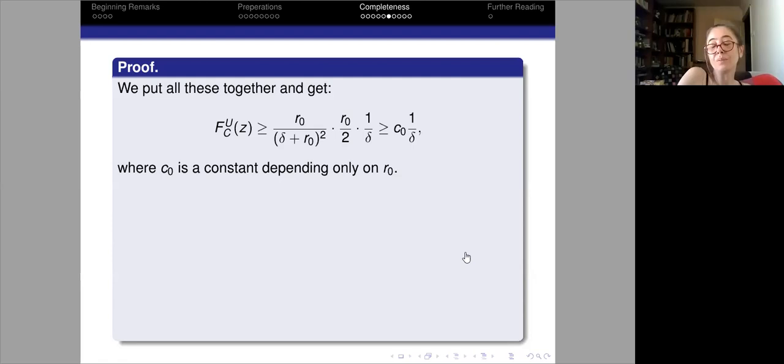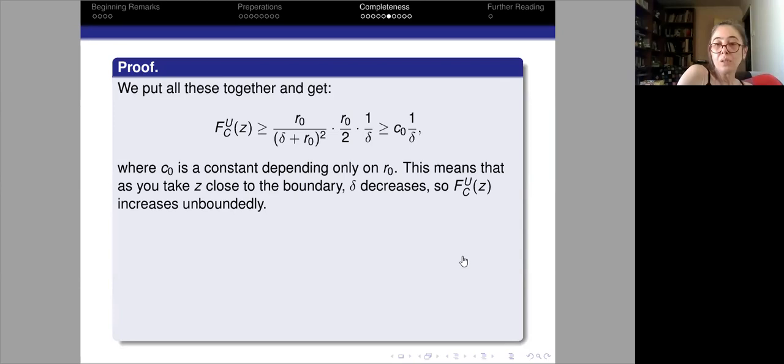Now you put all these together and see that the value of the Carathéodory metric at the point Z with respect to the whole domain is greater than or equal to C0 times 1 over delta. But here C0 is a constant, and it depends on the radius R0. What does this mean? This means that if you take Z close to the boundary, delta decreases, so the value of the Carathéodory metric at the point Z increases unboundedly.